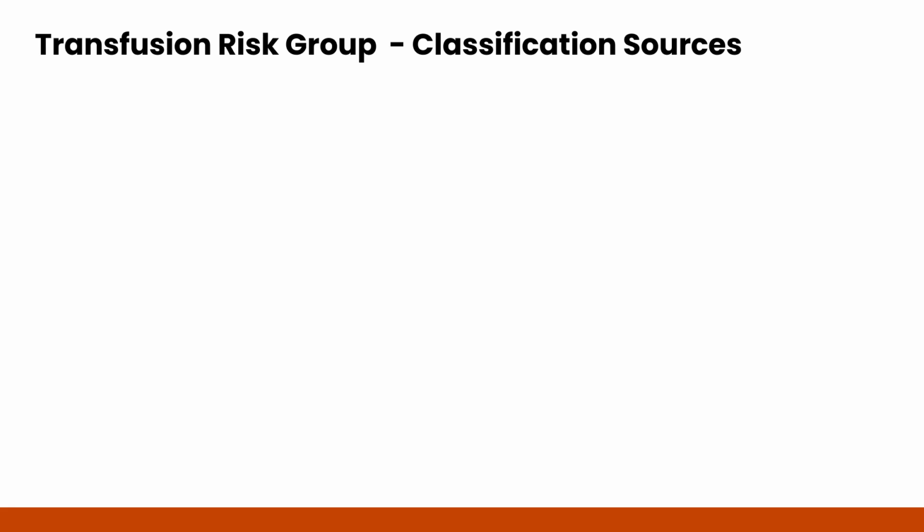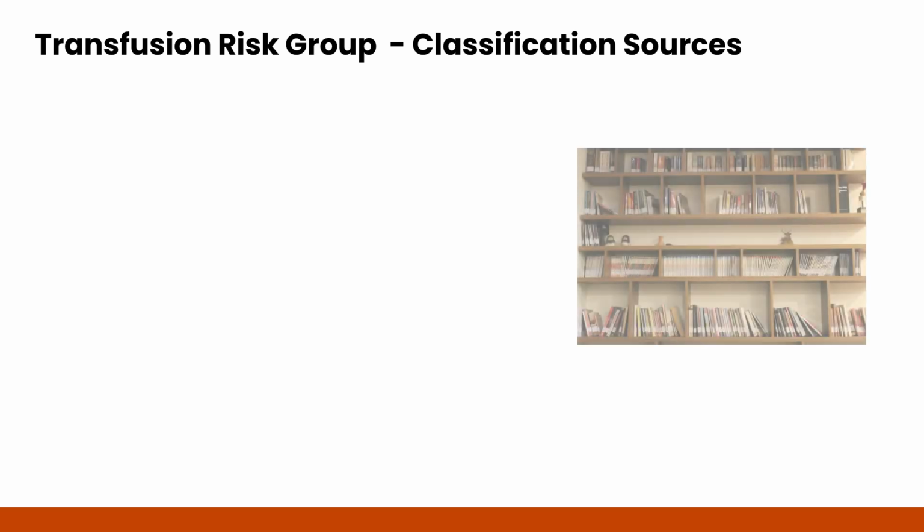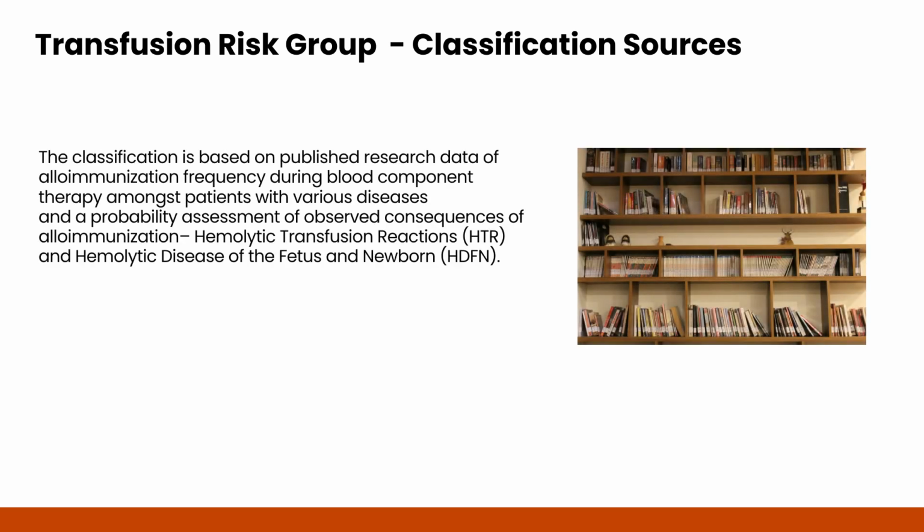Now, let's discuss the TRG classification sources. The classification is based on published research data of alloimmunization frequency during blood component therapy amongst patients with various diseases, and also a probability assessment of the observed consequences of alloimmunization like hemolytic transfusion reactions and hemolytic disease of the fetus and newborn.